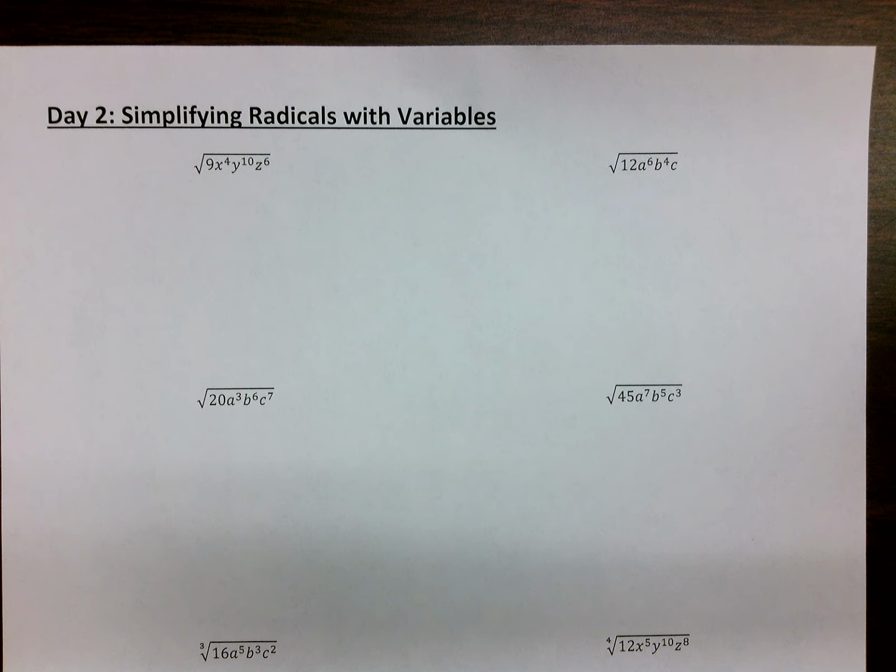All right, so this time we're going to look at how to simplify a radical when there's variables involved, which is really not much more of an extension of just simplifying when there's numbers involved. All right, but let's take a look at a couple examples here.